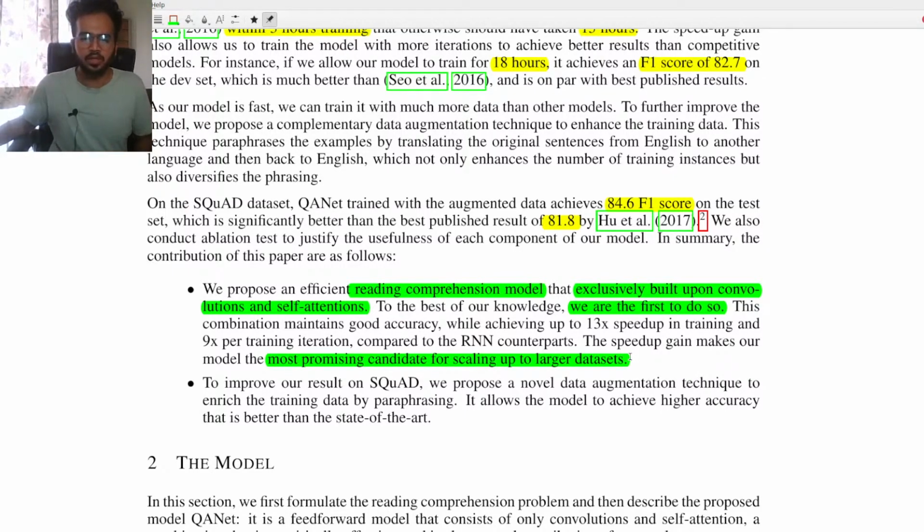Obviously, as we have seen now, in 2020-21, we are getting massive language models which are exploiting this convolution architecture. The second contribution of the paper is to improve results on SQuAD. They propose a novel data augmentation technique, back translation, by paraphrasing. They call it paraphrasing or back translation. It allows the model to achieve higher accuracy, which they say is better than the state of the art.